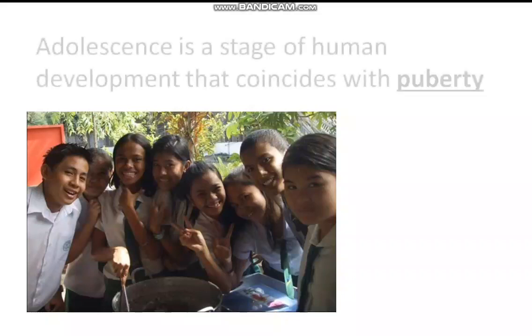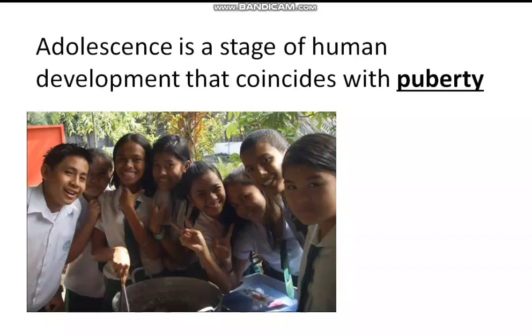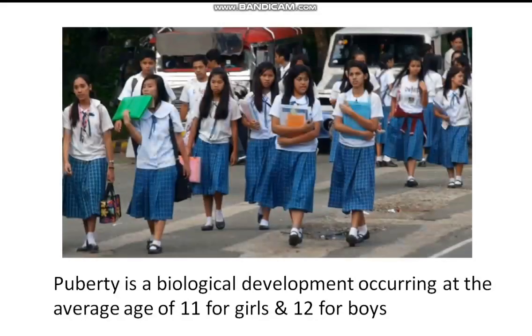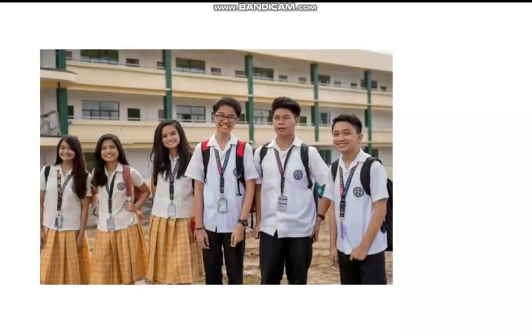Adolescence is a period of transition in terms of physical, cognitive, and socio-emotional changes. It is a stage of human development that coincides with puberty. Puberty is a biological development occurring at the age of 11 for girls and 12 for boys. Puberty can somehow be likened to an alarm clock inside our body, telling us that it's time for girls to become ladies and for boys to become men.